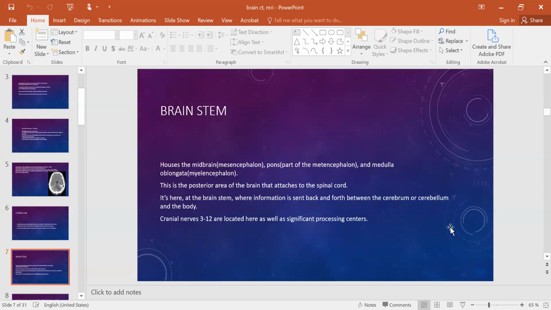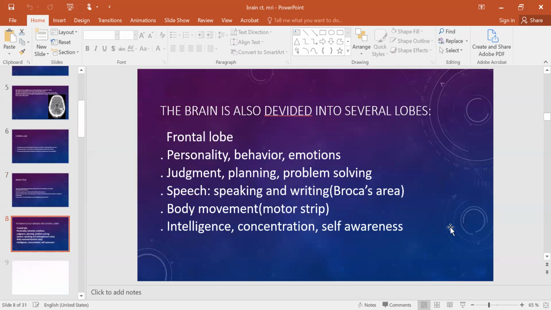The brain stem houses the midbrain, mesencephalon, pons, part of the metencephalon, and medulla oblongata, myelencephalon. This is the posterior area of the brain, which attaches to the spinal cord. At this brainstem, information is sent back and forth between the cerebrum and cerebellum and the body. Cranial nerves 3 to 12 are located here, as well as significant processing centers.